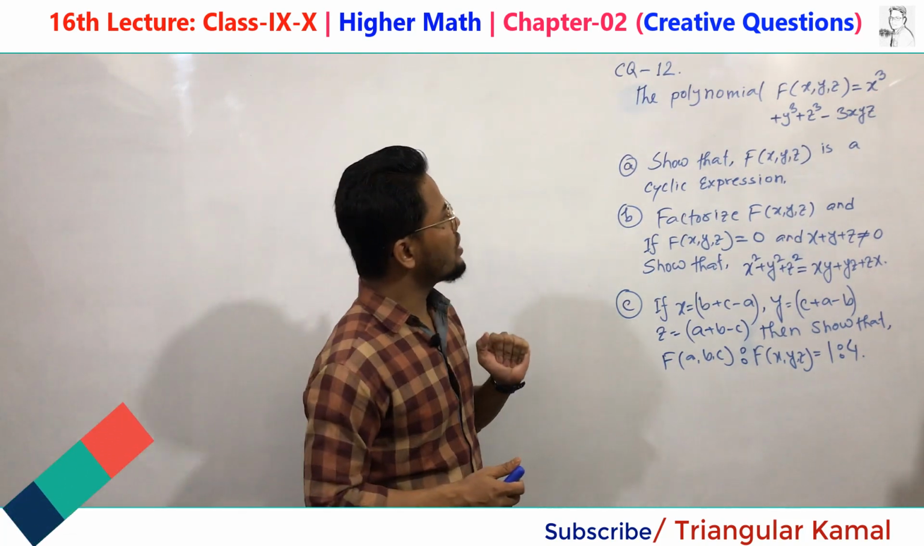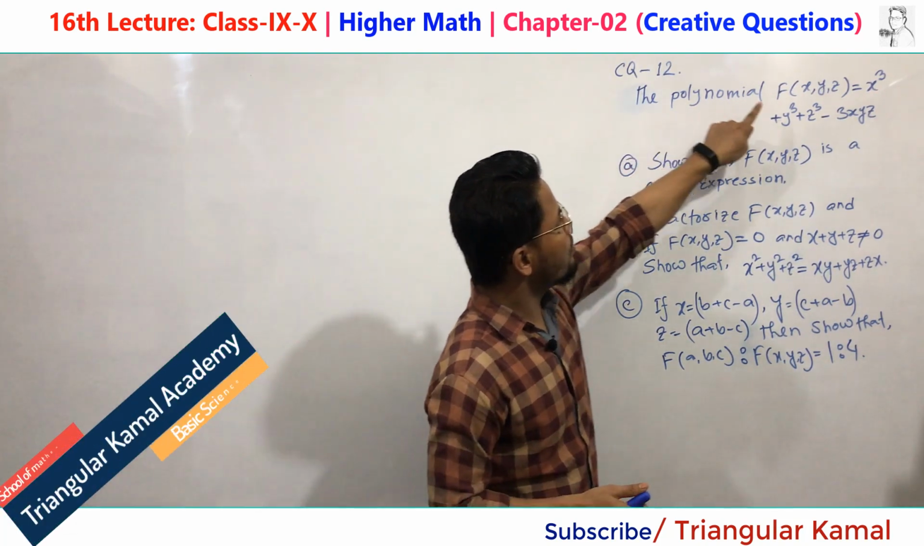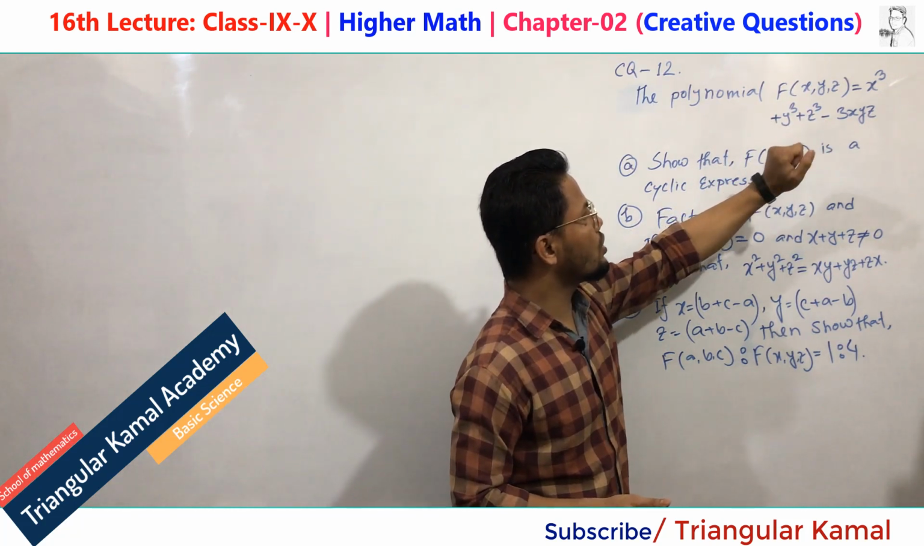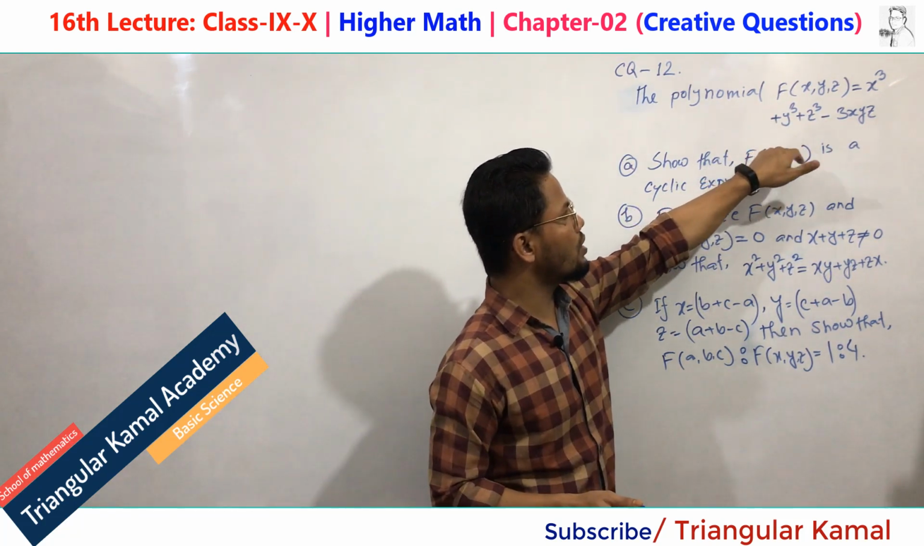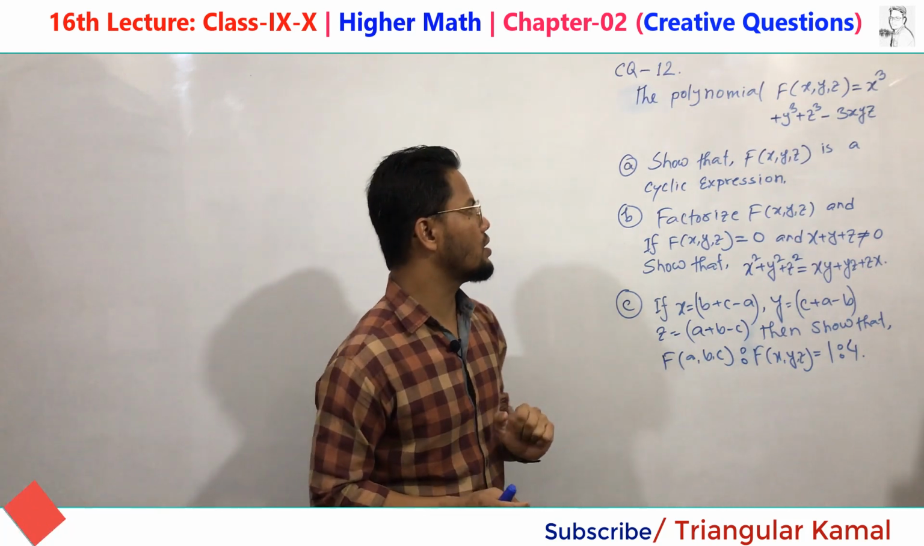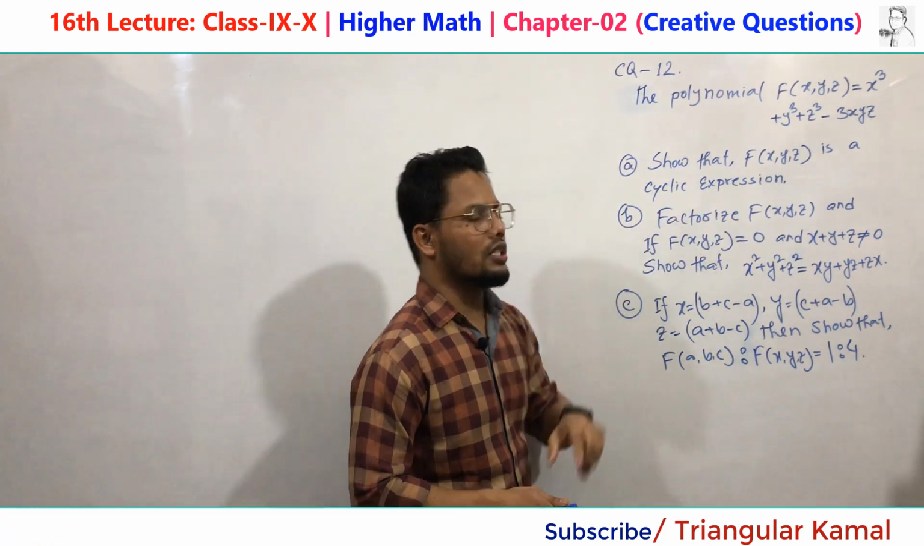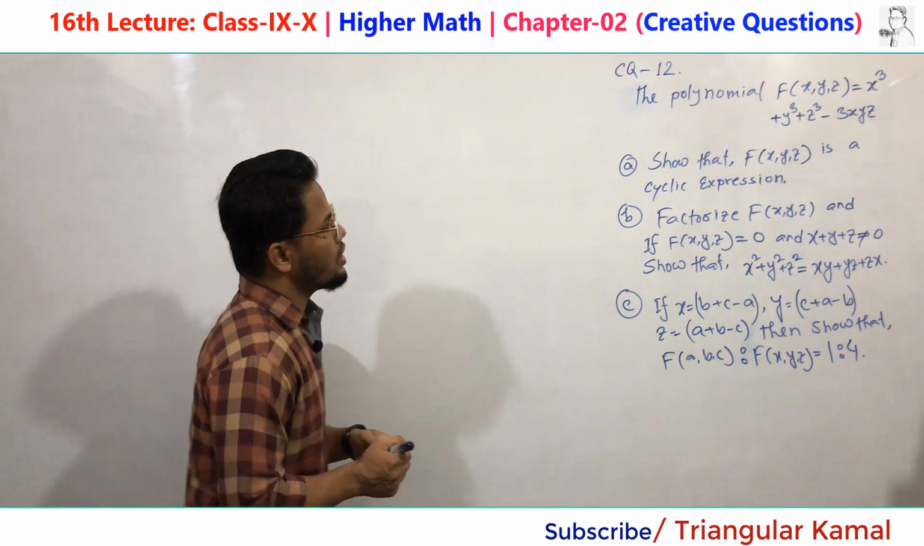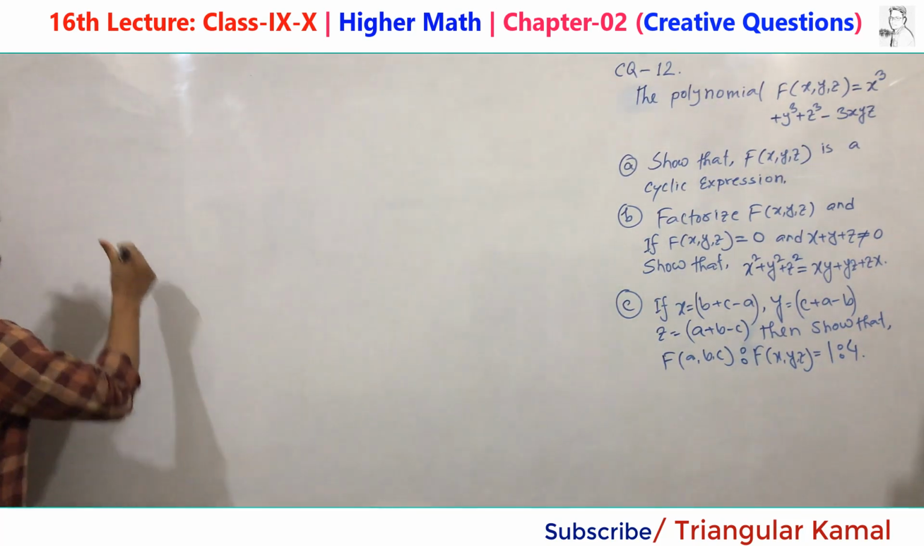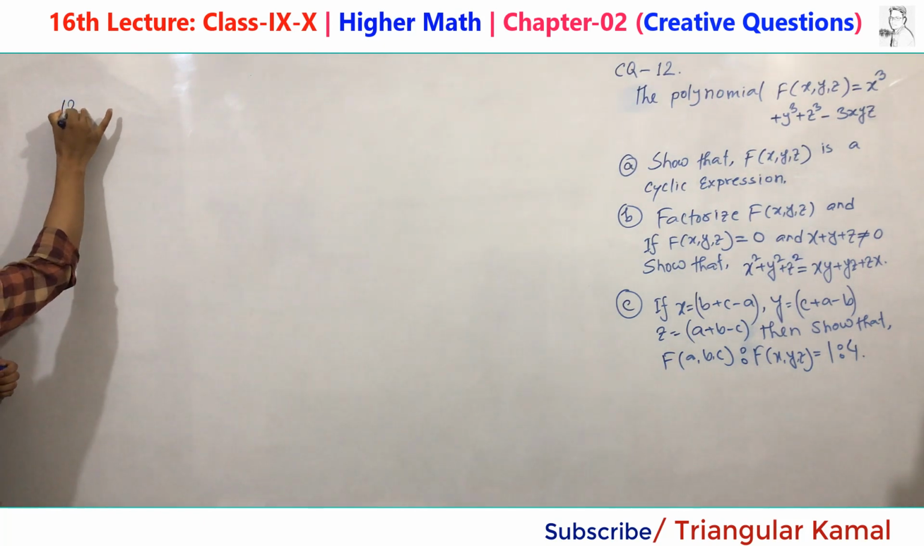So first, the information given here. The polynomial f of x, y, z equals x cube plus y cube plus z cube minus 3xyz. Show that f of x, y, z is a cyclic expression. So first, attention to question number 12, part A.